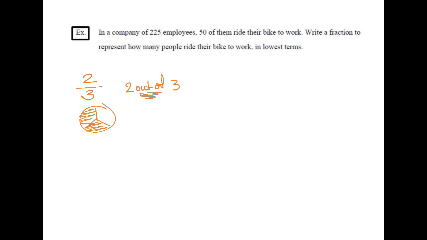Okay, so this out of is a division or a fraction bar. Okay, so we're going to use that in this problem because 50 out of 225 employees ride their bike to work. So that becomes 50 out of 225. And now it says write it in lowest terms. So let's divide top and bottom by 5. How's that?